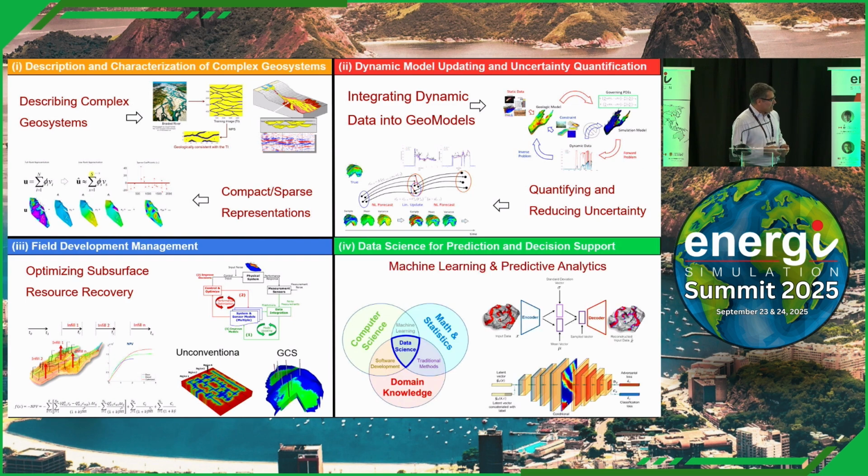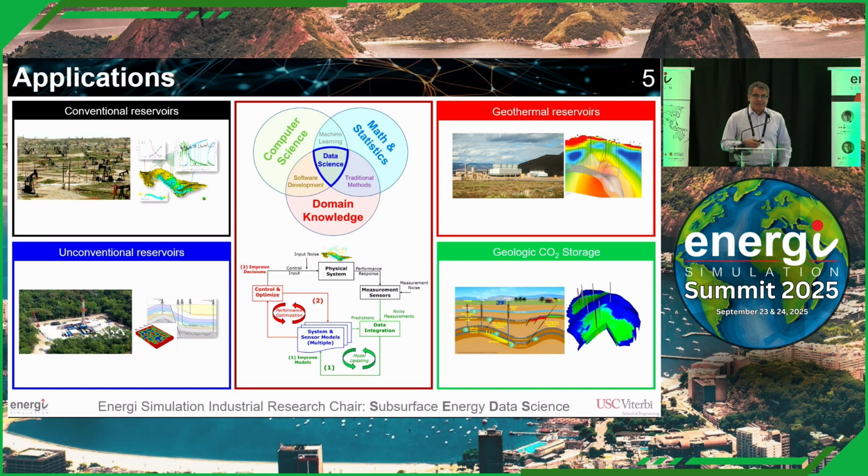And then finally, data science. That's where we use advances in AI and machine learning in order to accomplish some of the goals that we set forward here, in terms of developing those tools that can improve efficiency and help with decision support and prediction. In terms of application area, in the lab we have had projects across four different applications, from conventional reservoir to unconventional reservoirs, geothermal, and more recently geologic CO2 storage. This last part is very relevant to the video that we saw.